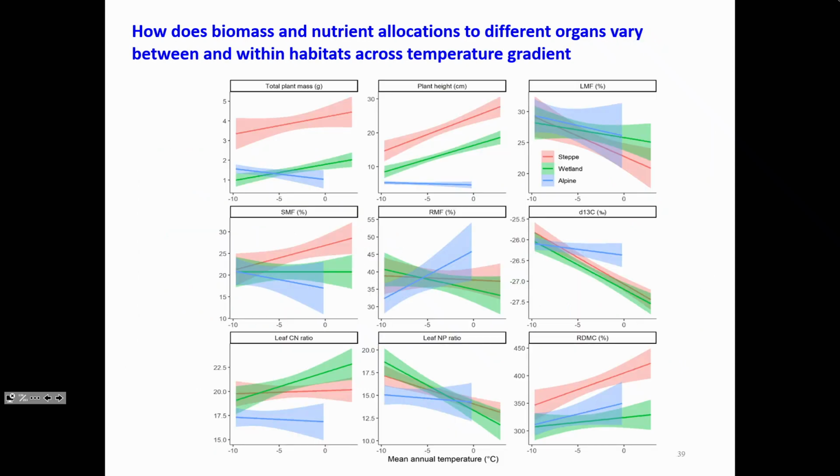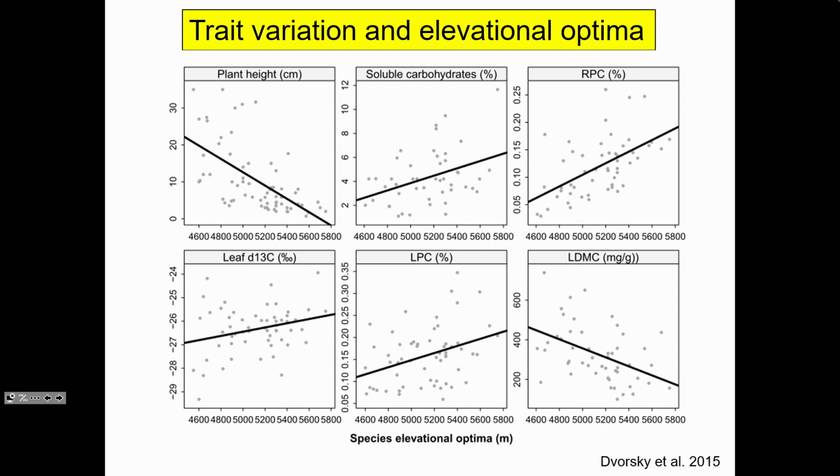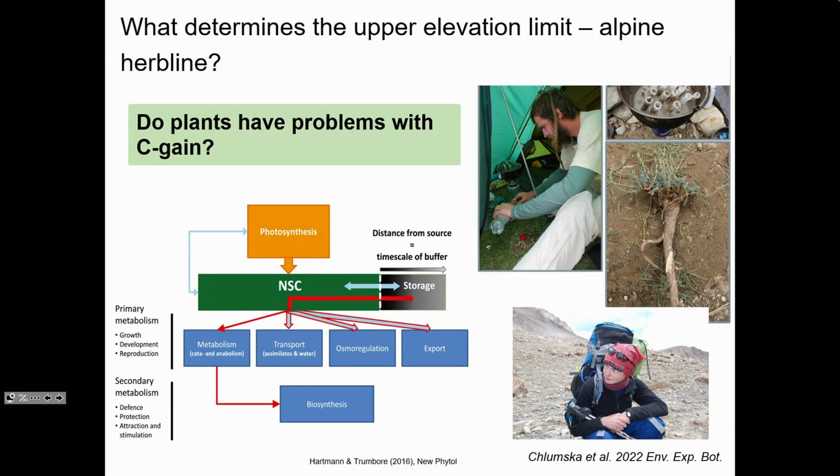And also, this system is unique in that we can test if the biomass and nutrient allocation to different organs vary not only between the basic habitats, like dry steppes, cold alpine, or productive wetlands, but because these habitats stretch across the vast elevational and temperature gradient, we can test if there are some trends within the habitat. Yeah, for instance, we see that steppe plants are always bigger than wetland and alpine plants, but even within the steppe, we can see that plants are getting bigger with increasing temperature. So this is just to illustrate that many things can be tested by looking at the biomass and nutrient distribution.